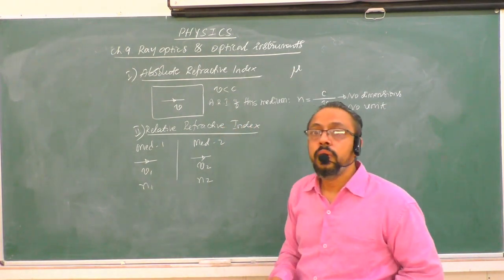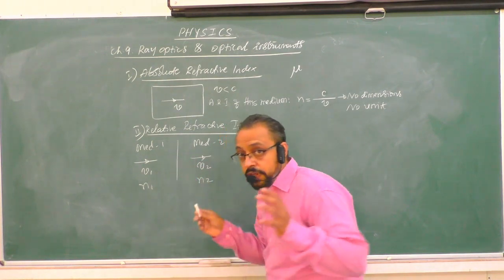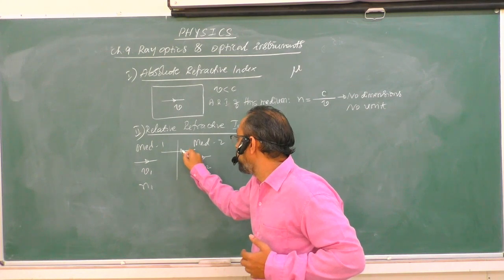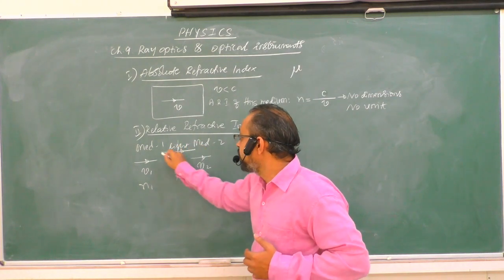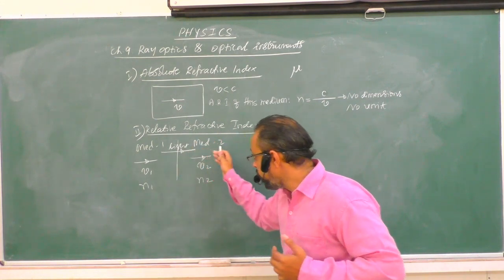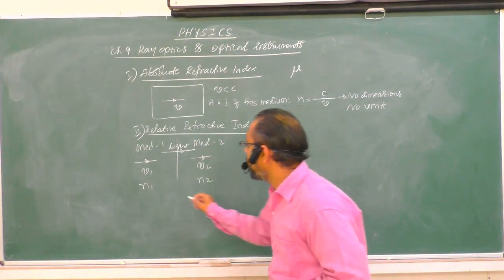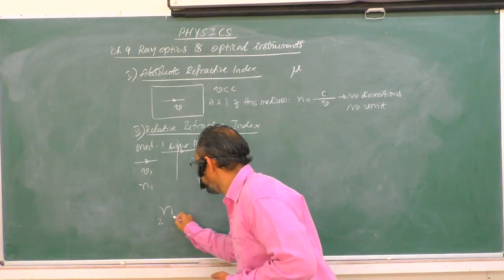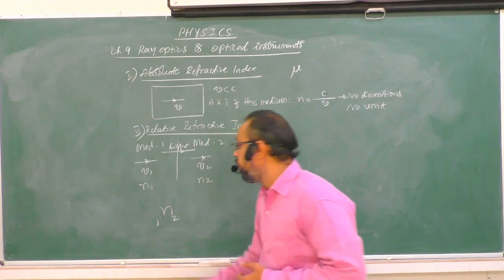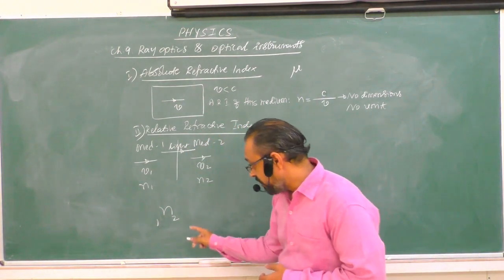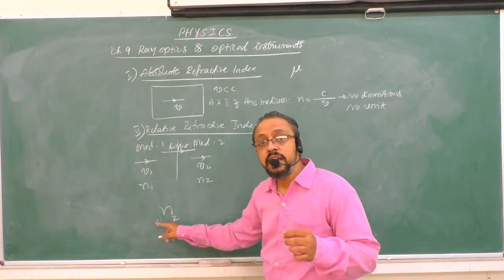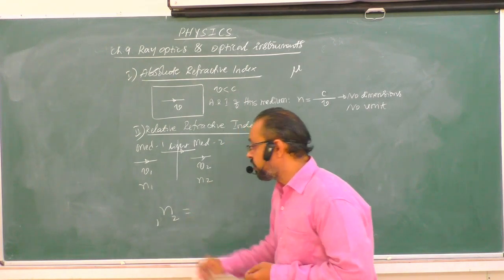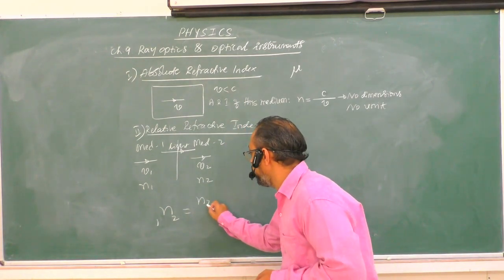Now, since the light ray is moving from, if I am guessing, medium 1 to medium 2, this is how light is moving. Then I can write n1,2. That means light is moving from medium 1 to medium 2. This is how I have to write. So this is equal to n2 by n1.